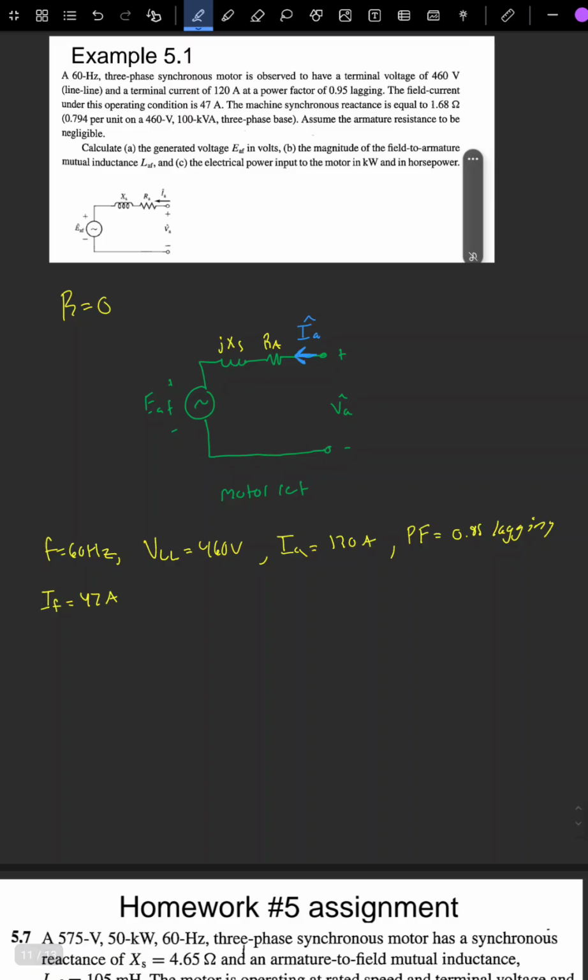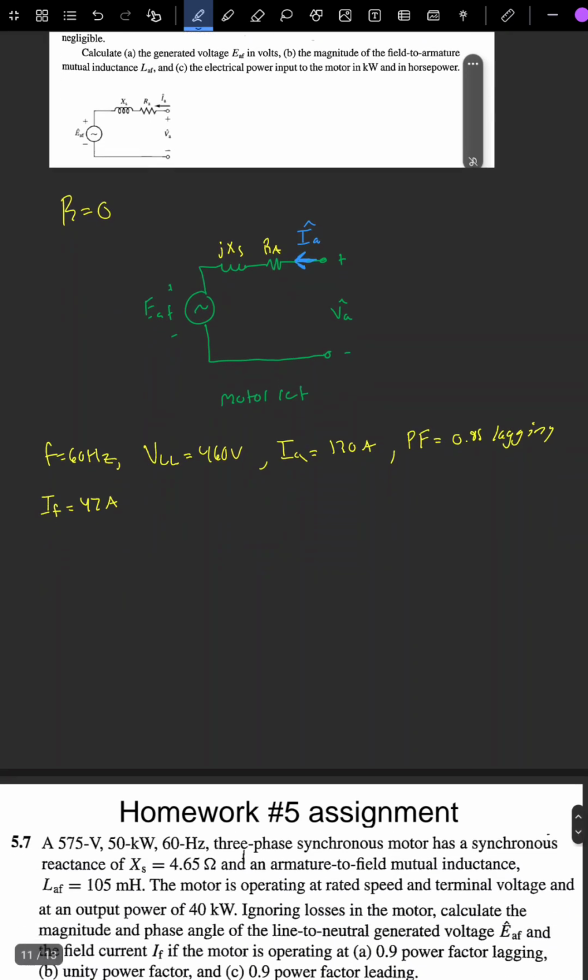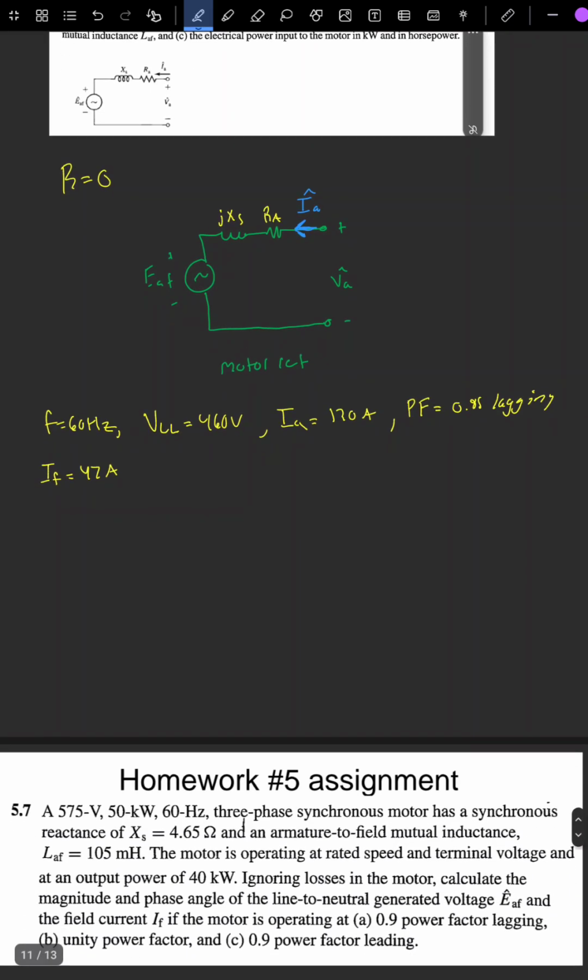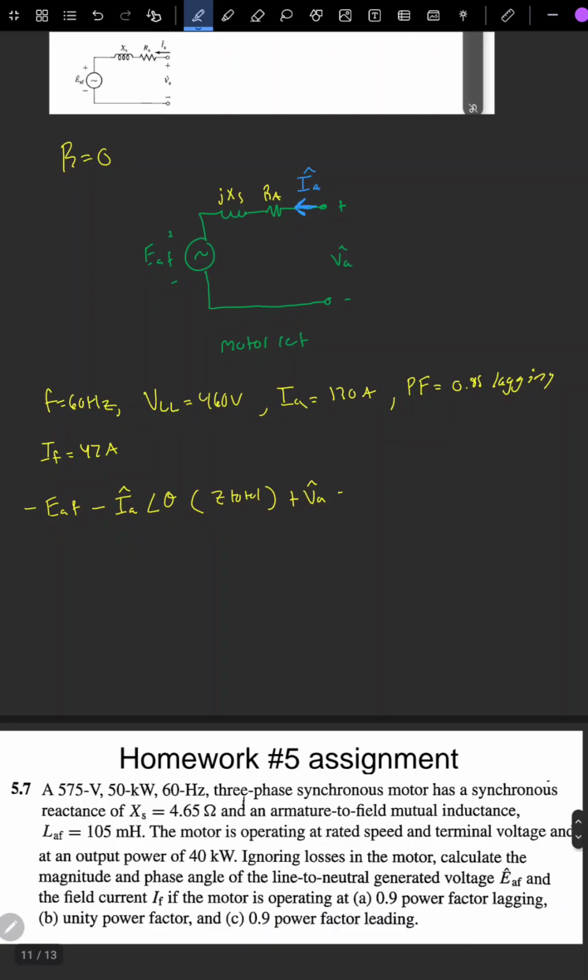So, more or less, it's asking us to calculate the generator voltage, EAF, in volts. Like I said earlier, it's just your simple KVL. So it'd be minus EAF, plus, well, actually not plus in this case, it'd be minus IA phase times Z total, which is just going to be JXS. I'll put Z total. Plus VA is going to equal 0.